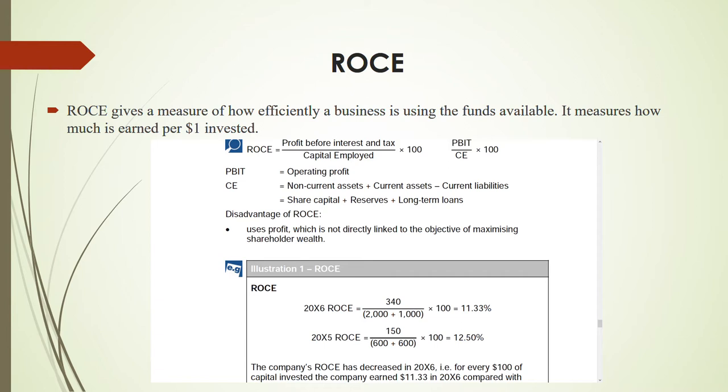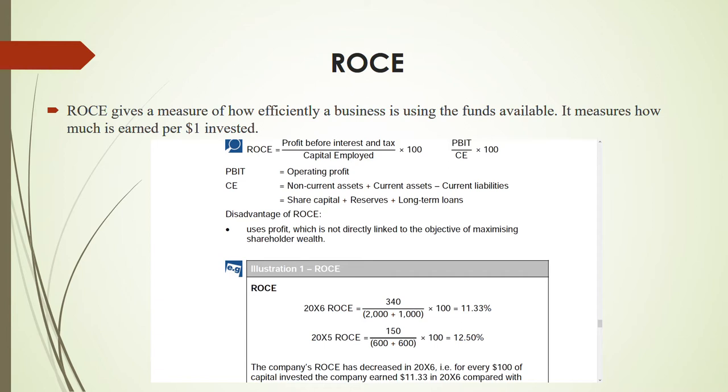What is return on capital employed? Which type of ratio is it? It is a profitability ratio. Profitability ratio means just check your numerator. It uses profit. And we know when we are using profit, what happens? It is not directly linked to the objective of maximizing shareholder wealth. Even if your return on capital employed increases, it does not mean your shareholder wealth has been maximized, because it is using profit. And profit, we know, can be manipulated, unlike cash.